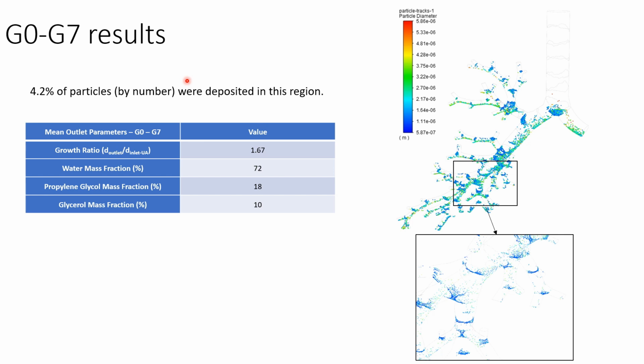So the results from the generation 0 to generation 7 model were that 4.2% of particles by number were deposited in this region. And so here's a plot of where the particles were deposited, typically on the lower part of the geometry. The particles had a growth ratio of 1.67 times larger when they left this model than when they entered. And when they left, they had a water mass fraction of 72%.